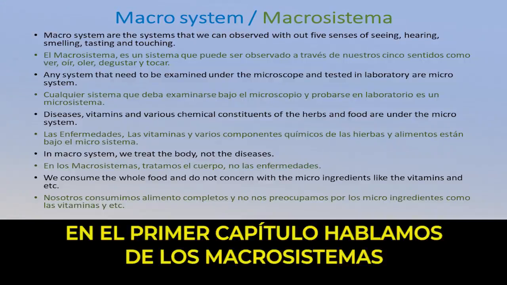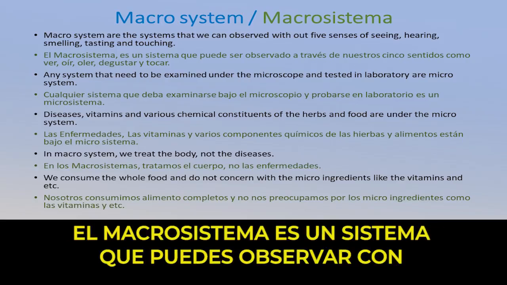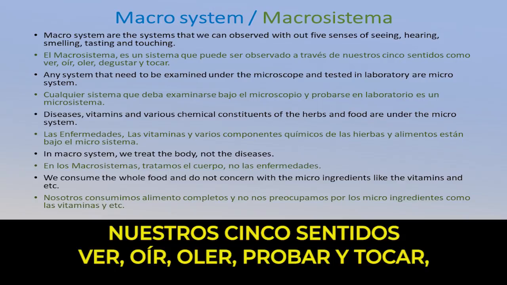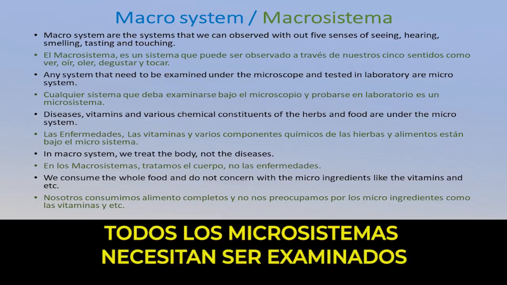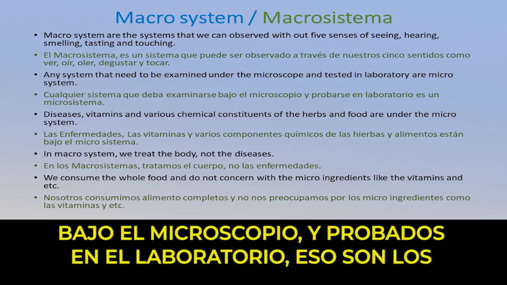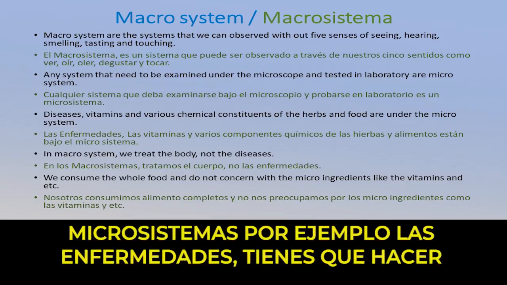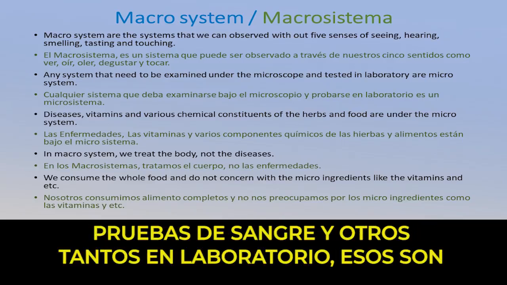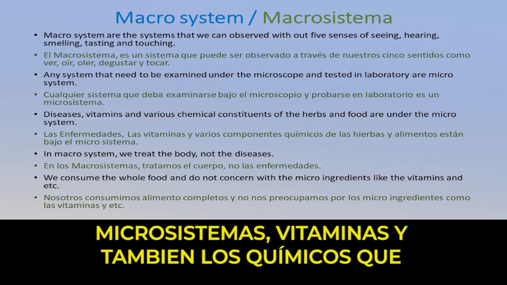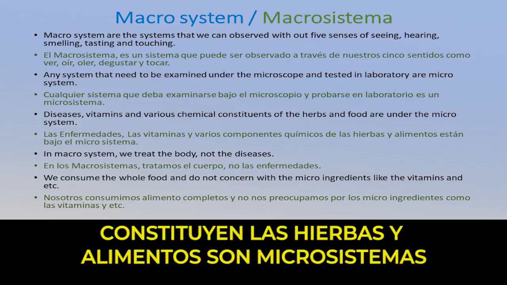In the first chapter, we talked about the macro system. Macro systems are systems that you can observe with our five senses of seeing, hearing, smelling, tasting, and touching. Now, all systems that need to be examined under the microscope and tested in the laboratories are the micro system. For example, the diseases. You need to do the blood test. You need to do so many tests in the laboratory. They are micro system. Vitamins and also many of the chemical constituents of the herbs and food are under the micro system.